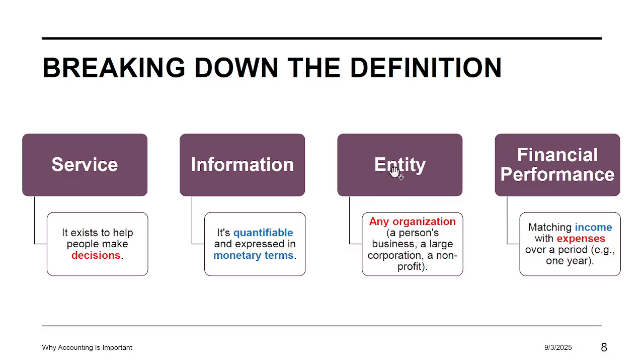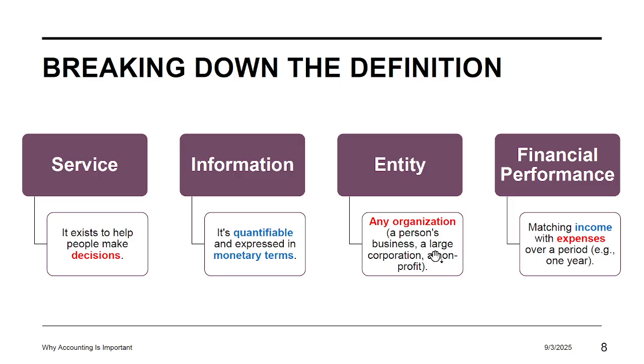It is also very important that it is related to an entity. So what does it mean, an entity? An entity is any organization, a person's business, or a large corporation like Amazon, Tesla, Airbus, etc. And it also includes non-profit organizations. We will discuss more about the kinds of entities in our class, right?